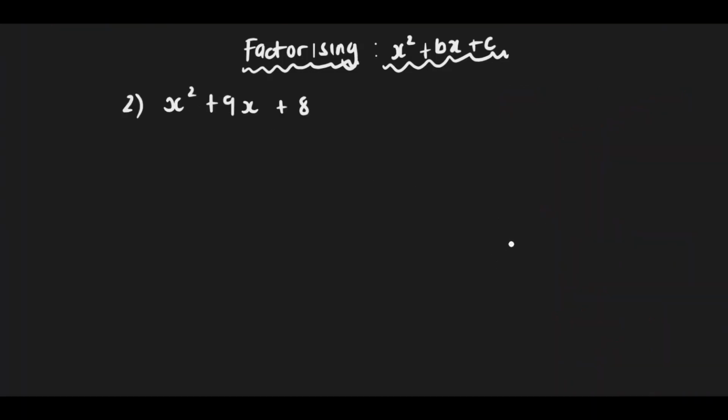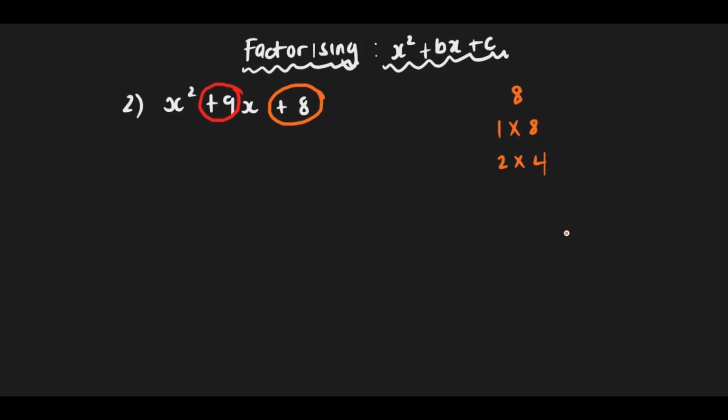Now let's look at example number 2. We look at c, which in our case is 8, and we look at b, which in our case is positive 9. We want factors so that when we multiply the two factors, we get positive 8, and when we add them, we get 9. So let's find the factors of 8. To get a positive 8, it's going to be 1 multiplied by 8, and the other one is going to be 2 multiplied by 4.